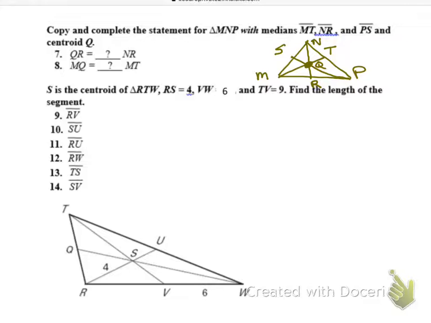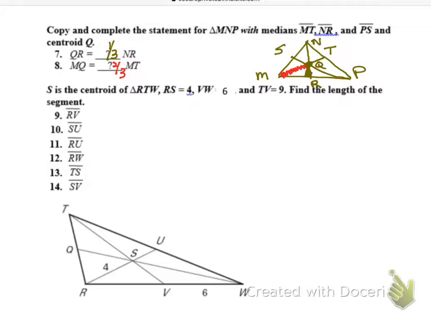Okay, QR. So QR, how does that relate to NR? So here is QR. QR is from the centroid to the side of the triangle. The relationship is QR is 1/3 of NR. So go back and check the notes if that's not clear. Okay, the next piece, MQ. So MQ, let's do that in a different color. MQ is right here. That's from the vertex to the centroid. So from the vertex to the centroid is going to be 2/3 of the entire median. So this is 2/3. So we have 1/3 and 2/3.